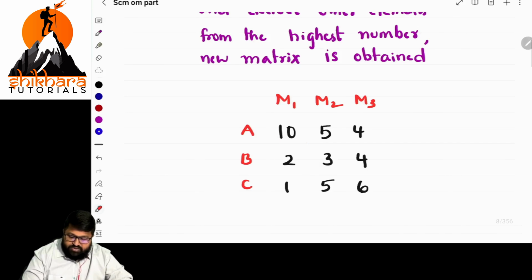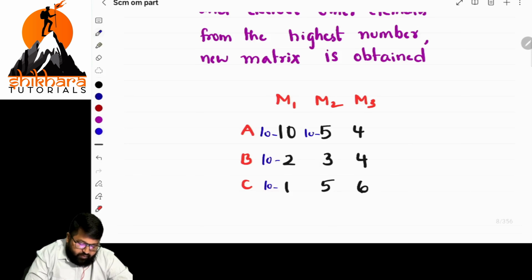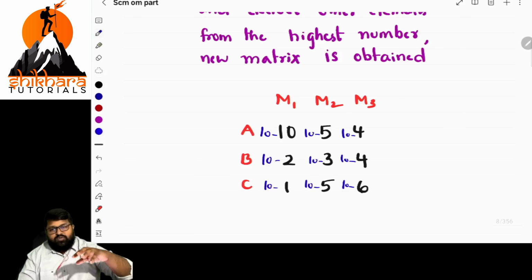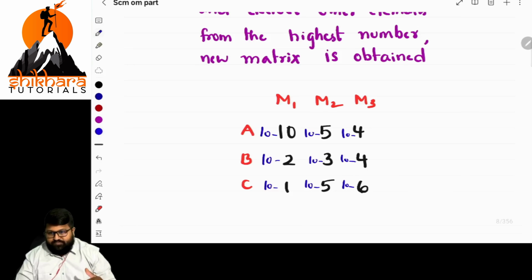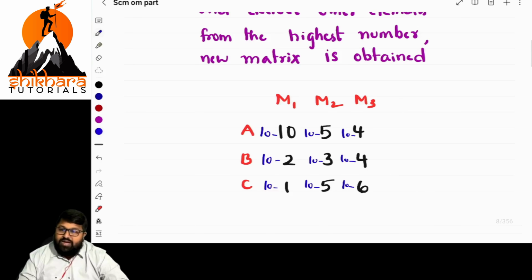Now what will we do? 10 minus 10. I'm repeating this process because other than this, everything is the same in the case of the minimization model and the maximization model. 10 minus 2, 10 minus 1, 10 minus 5, 10 minus 3, 10 minus 5, 10 minus 4, 10 minus 4, 10 minus 6. After solving this entire thing, you get a new matrix. This is known as the relative loss matrix. Is it clear?